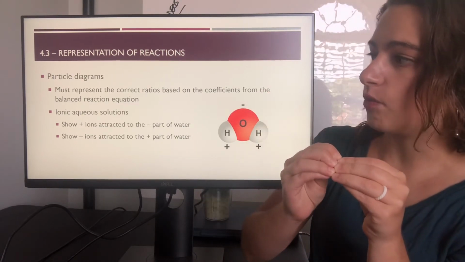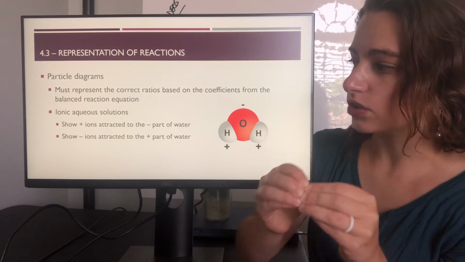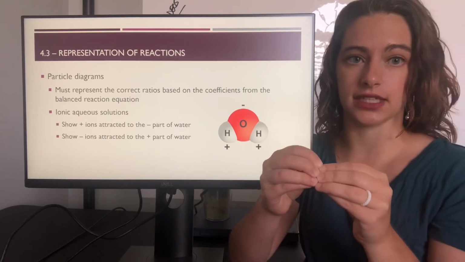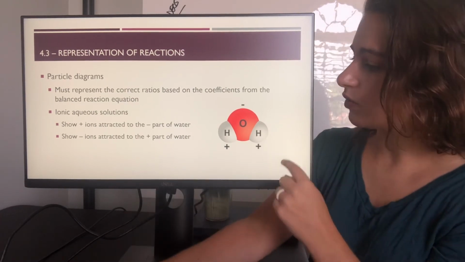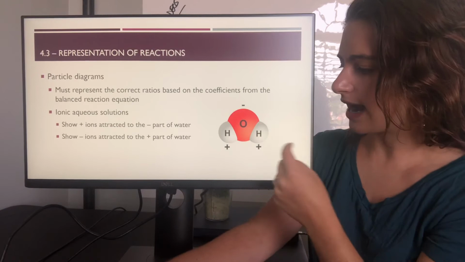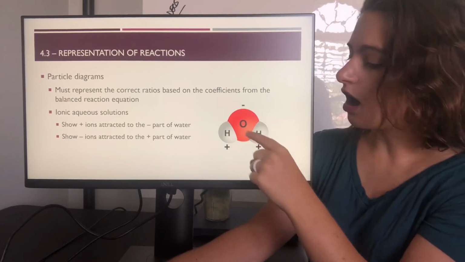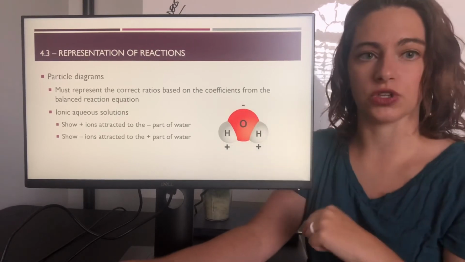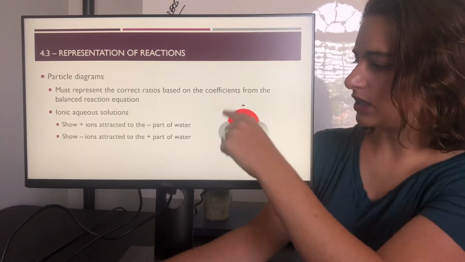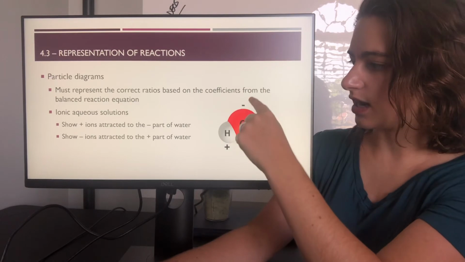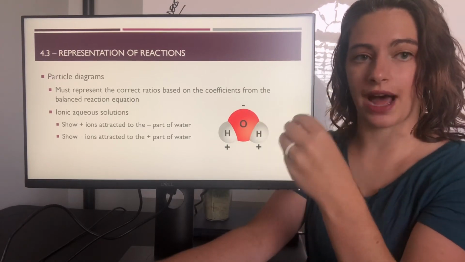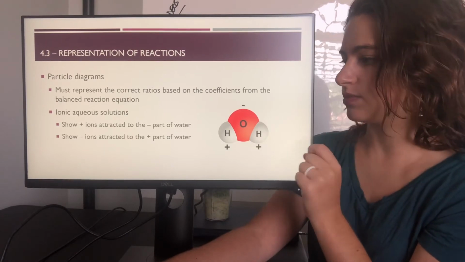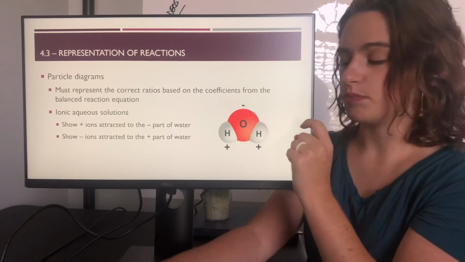And then when we're talking about ionic aqueous solutions, oftentimes you'll be asked to show how they're going to be attracted to the different parts of the water. If we remember our water molecule, our water has an oxygen and two hydrogens. Our hydrogens have partial positive charges. Our oxygen has a partial negative charge. So the oxygen part of our water molecule is going to attract positive things. A positive ion would be attracted to the negative side of the water. Sometimes you'll see that with a dashed line between the two things.